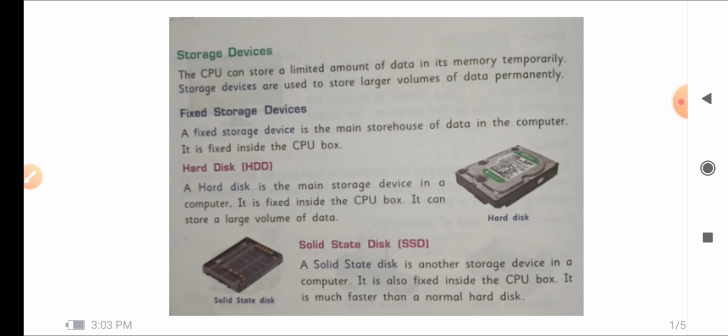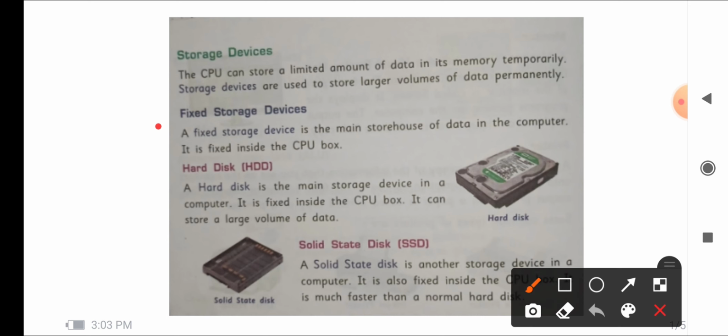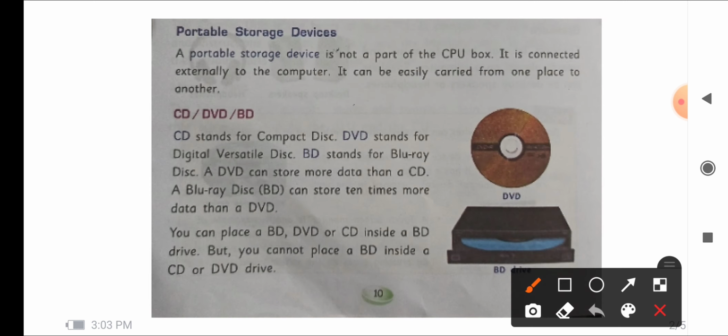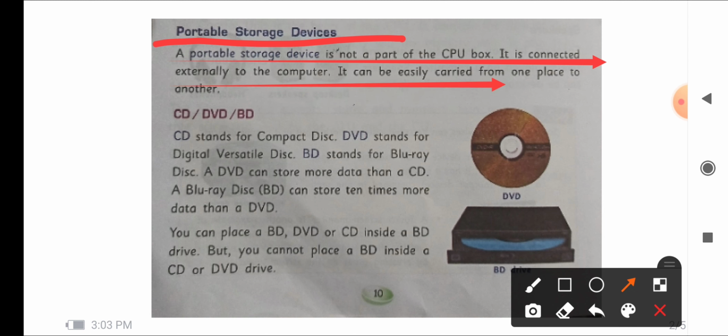Now, after this fixed storage device, let's see the next one, that is portable storage devices. A portable storage device is not a part of the CPU box. It is connected externally to the computer. It can easily be carried from one place to another.